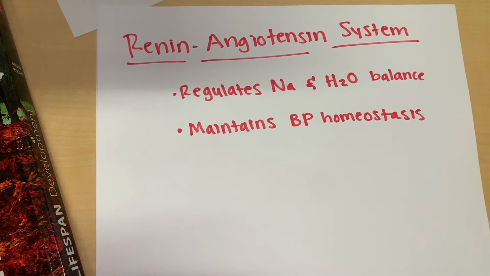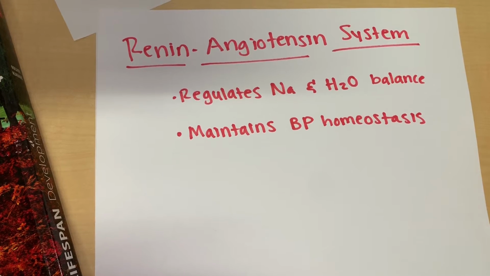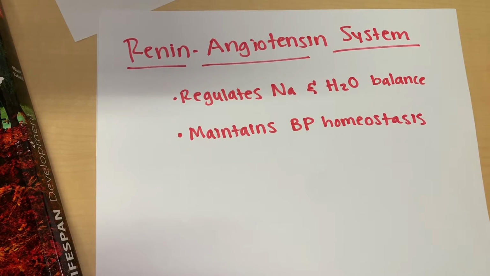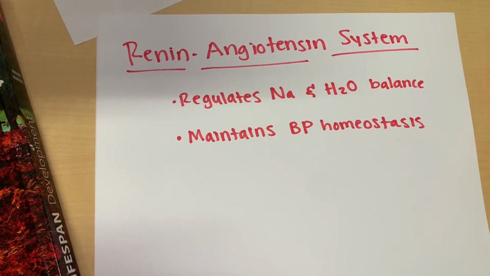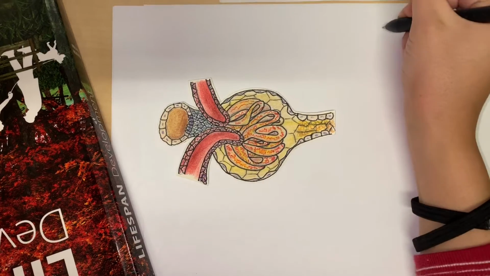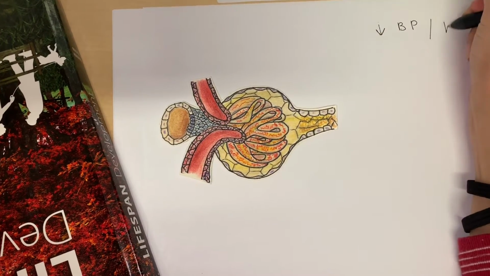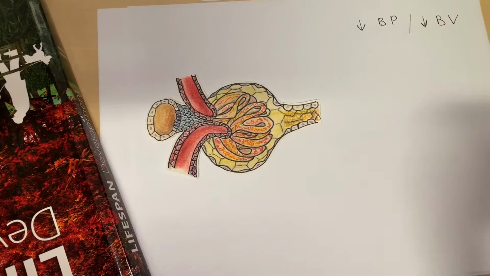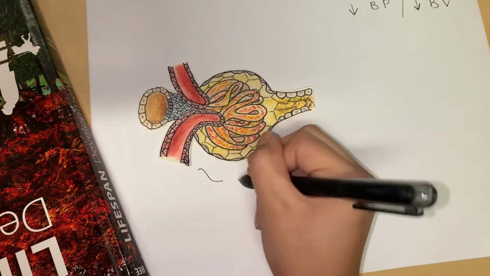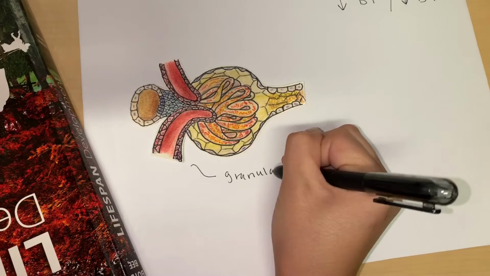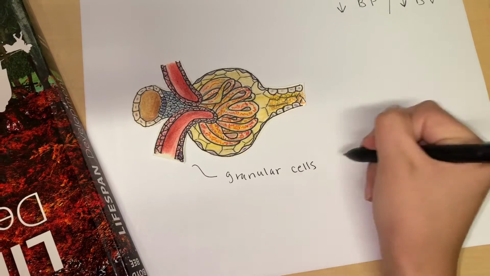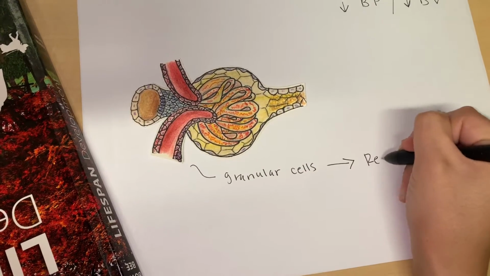The Renin-Angiotensin System is a hormone system that regulates sodium and water balance to help maintain blood pressure homeostasis. The process begins when there is a decrease in systemic blood pressure or blood volume that causes the granular cells of the juxtaglomerular apparatus located in the kidney to dilate and secrete an enzyme called renin.